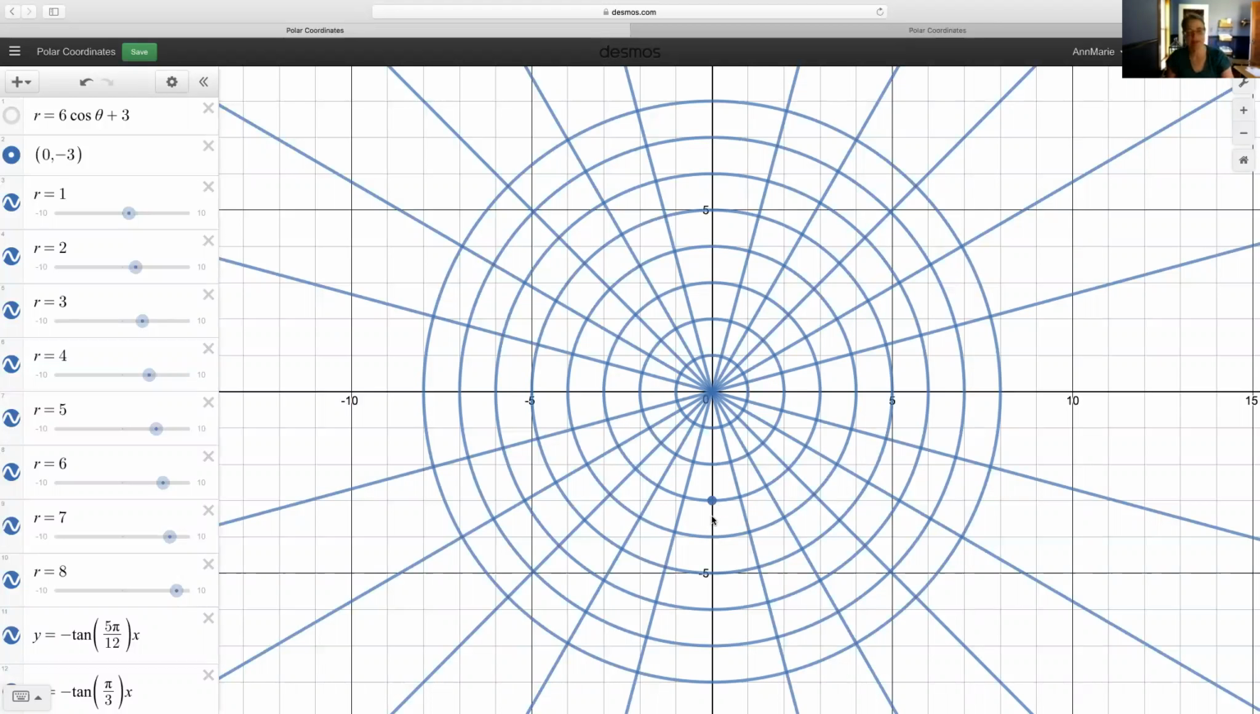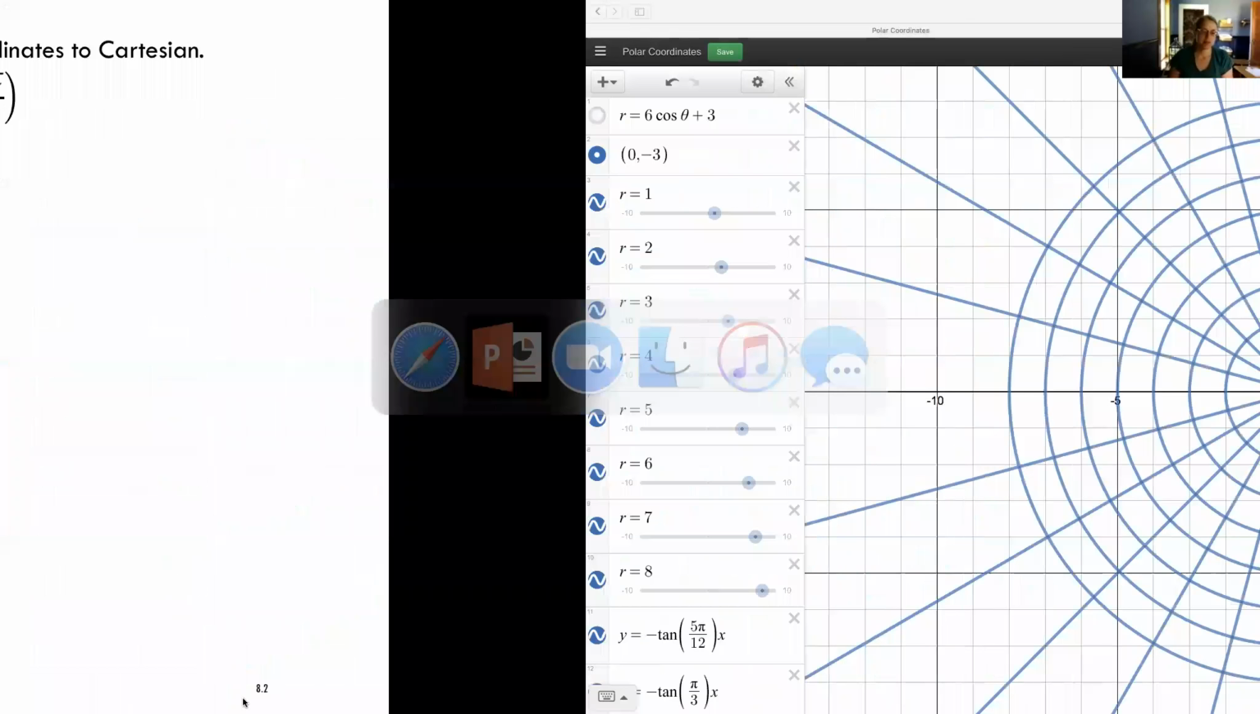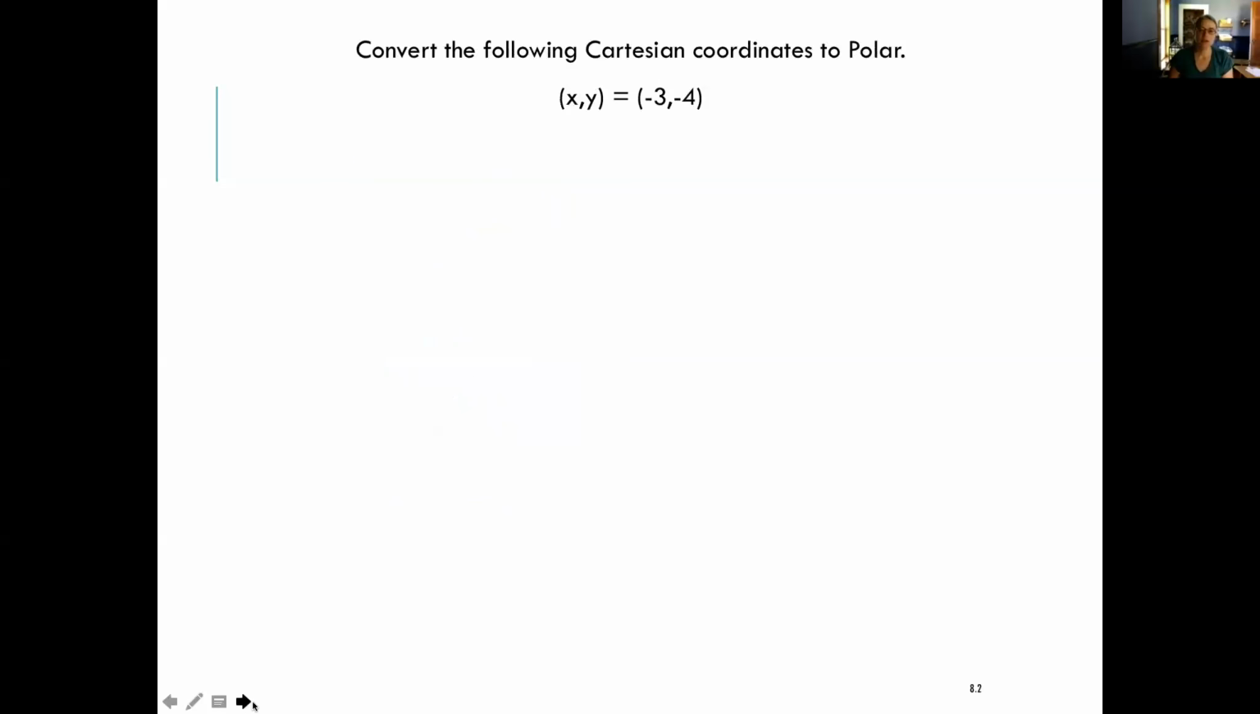All right. So on this graph, that is the same one that I linked for you, if you just enter points, Desmos is going to read those as XY coordinate points. Okay. All right. So now let's go the other way. Let's go from Cartesian to polar.